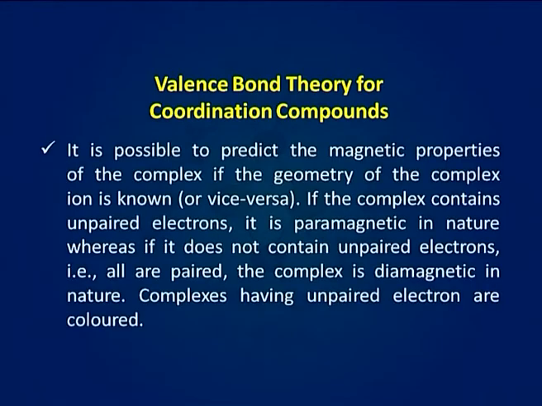It is possible to predict the magnetic properties of the complex if the geometry of the complex ion is known. If the complex contains unpaired electrons, it is paramagnetic, and if it does not contain any unpaired electron, that is, all the electrons are paired, the complex is diamagnetic in nature. Complexes having unpaired electrons are colored.